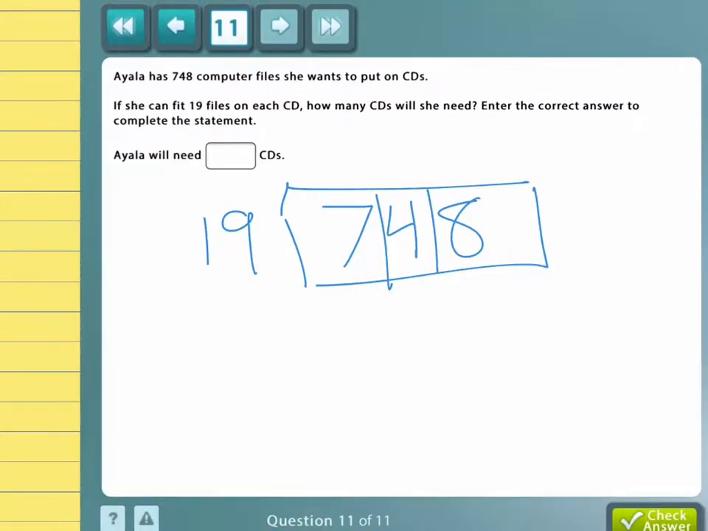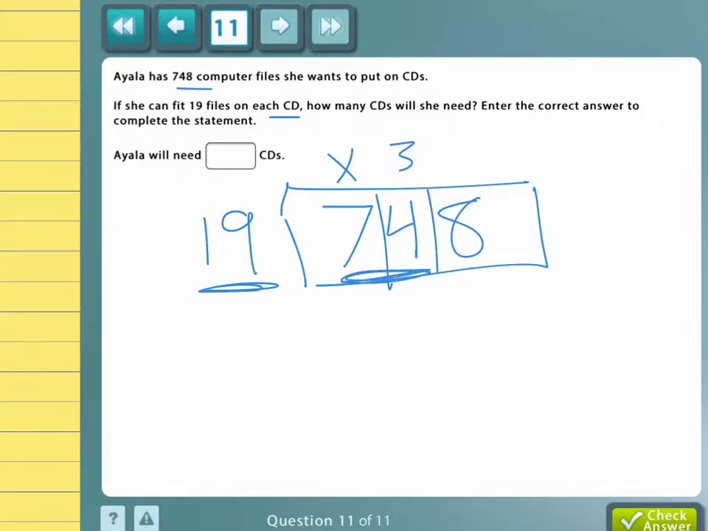Alright, if you can fit 19 files on each CD and you have 748 files, how many CDs do you need to fit all of these files on a CD? So 19 will not go into 7. It will go into 74. My estimate is this is close to 20, and this is close to 70, so my estimate is going to be 3 times.